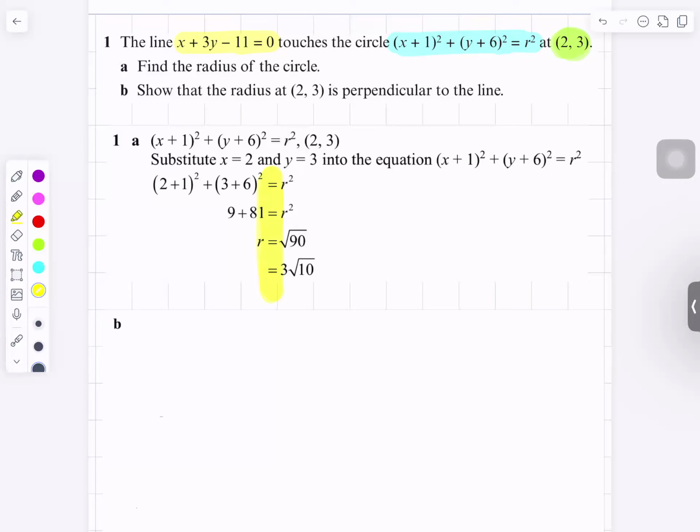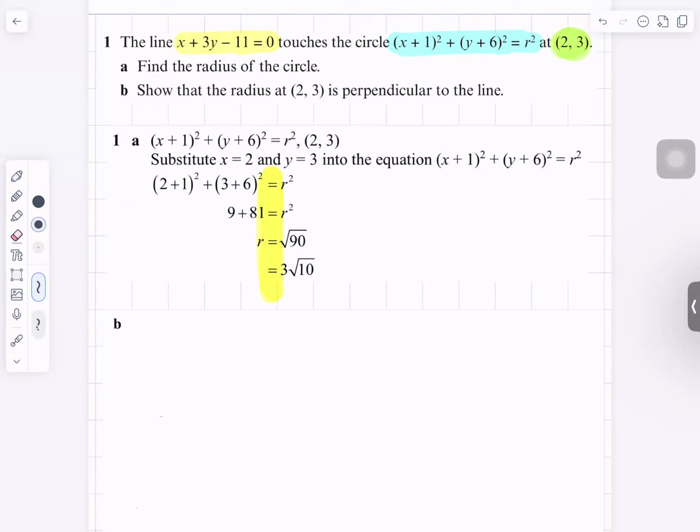Part B. How do we start part B? For part B, I wanted to rearrange x + 3y - 11 = 0 into the form y = mx + c. So I did 3y = -x + 11. Then I divided everything by 3.